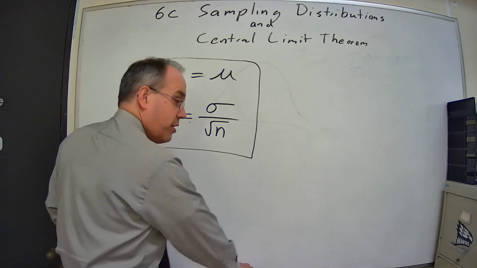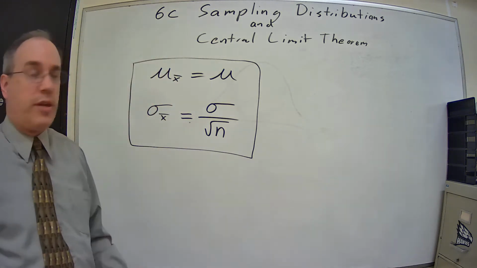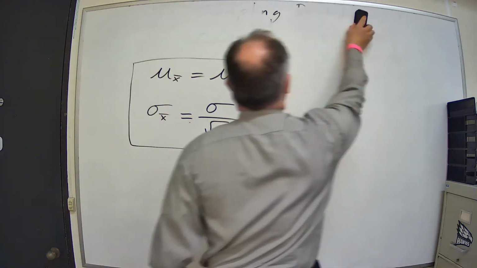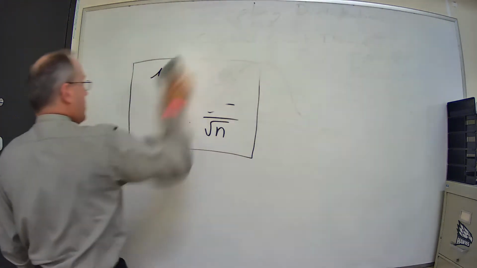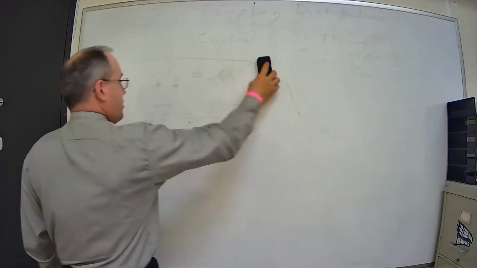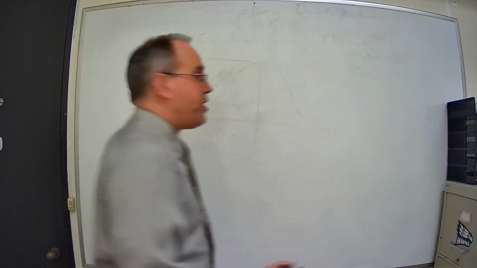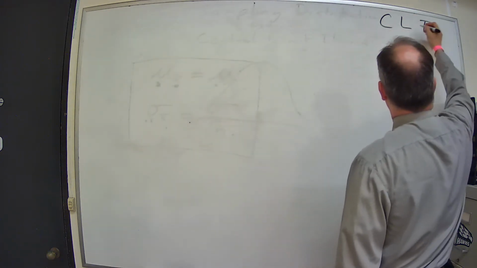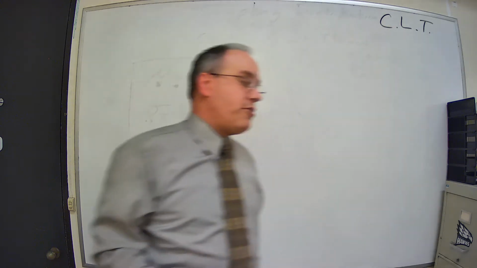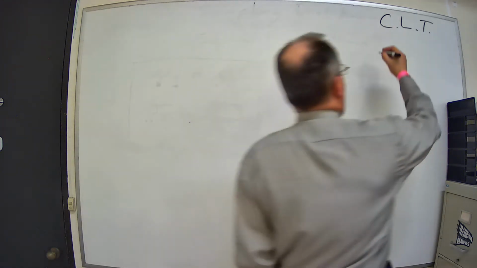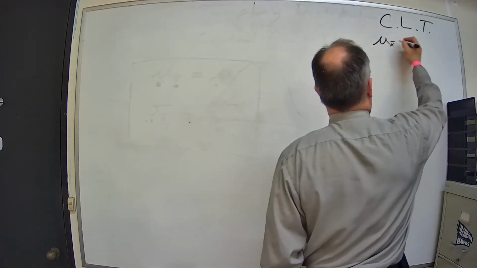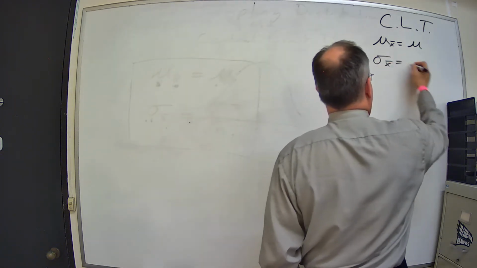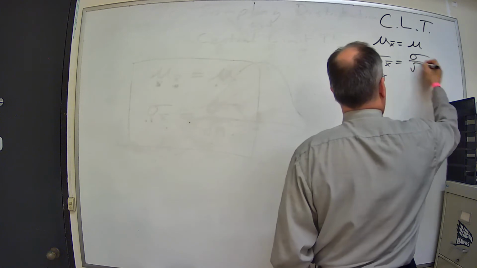So what I'm going to do here is I'm going to shift this around a little bit so we can play with it. I'm going to get rid of this top part here because I want the space. Now I'm going to rewrite this. I'm going to move that over here and I'm going to call it CLT, central limit theorem. And I'm going to say mu of x bar is equal to mu, and sigma of x bar is equal to sigma over the square root of n.